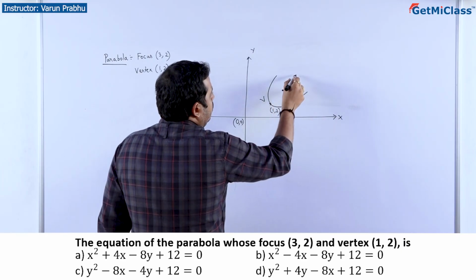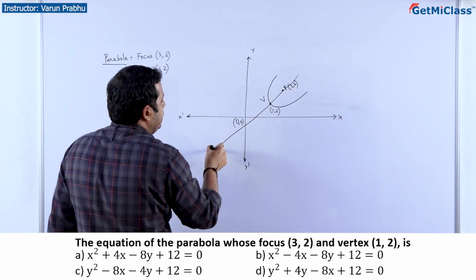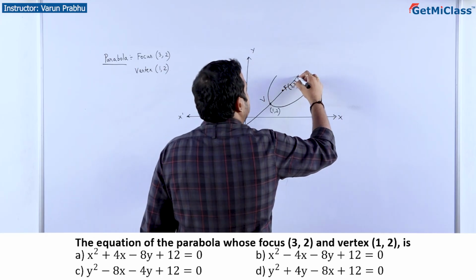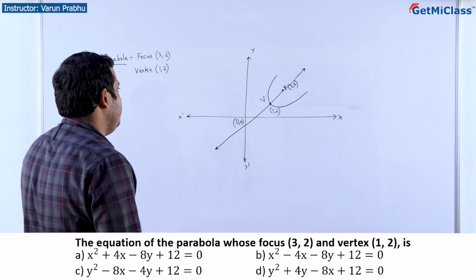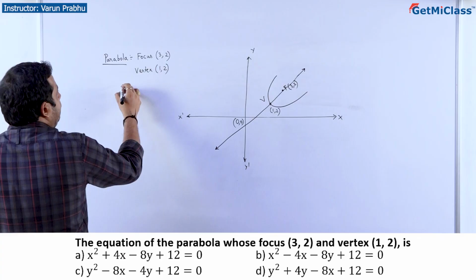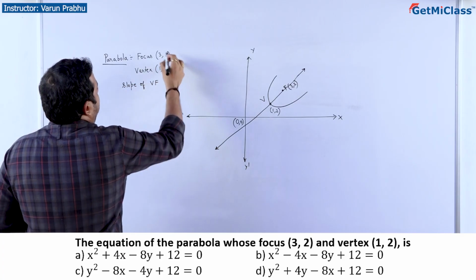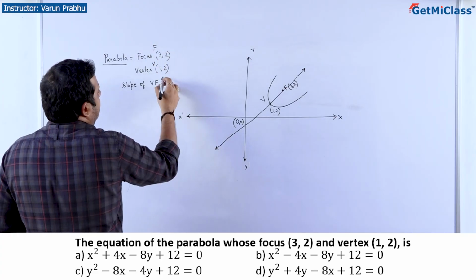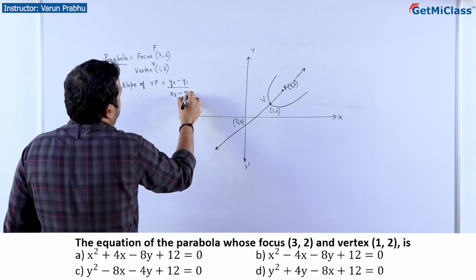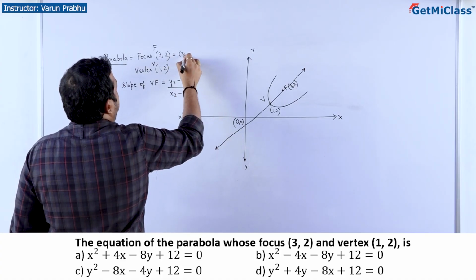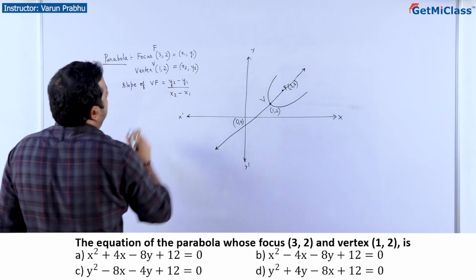Okay, so now what to do? You have to draw one line like this. This is the axis, which will pass like this, correct? So first you calculate the slope of VF. This is the focus F, this is the vertex V. That is nothing but y2 minus y1 divided by x2 minus x1. We'll consider this as x1, y1 and this as x2, y2 for reference. First you calculate the slope.